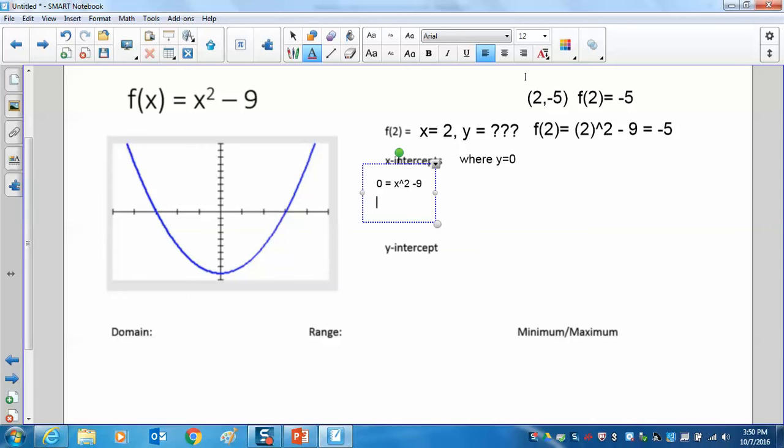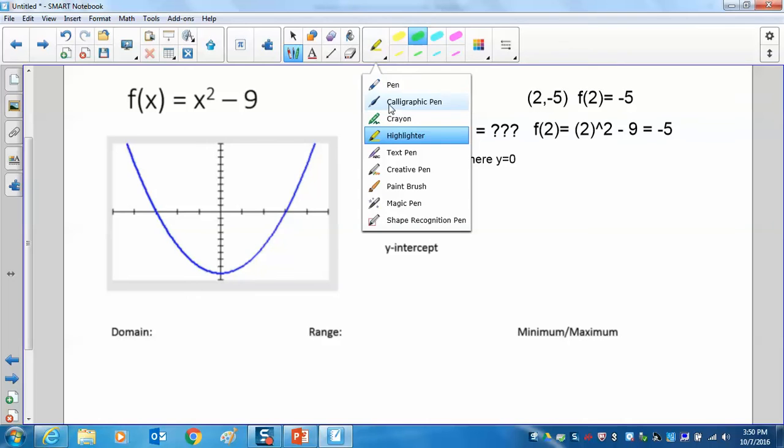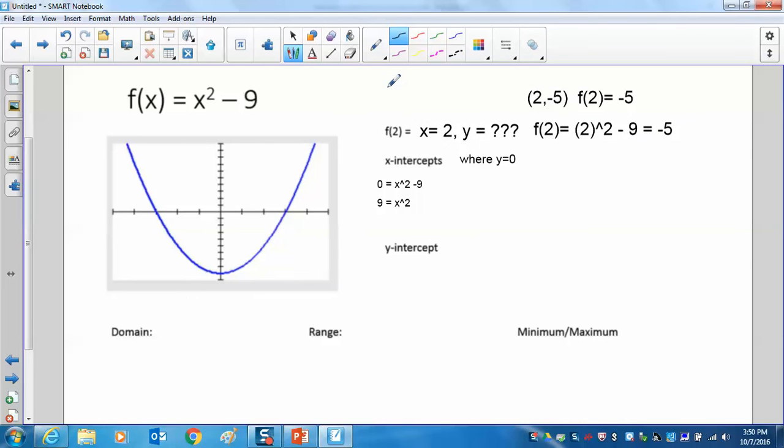So if we had to solve this equation, we'd have to add 9 to both sides to get x by itself. So we get 9 equals x squared. And then we'd have to square root both sides. And when we do that, we have to be careful. In the middle of solving an equation, when we square root both sides, we need to remember to put a plus or minus sign in front, because we have two answers. We're going to have the positive square root and the negative square root.